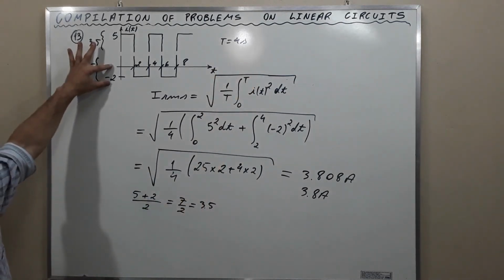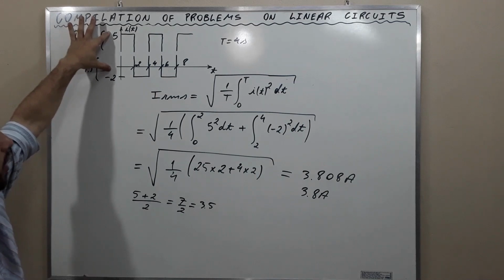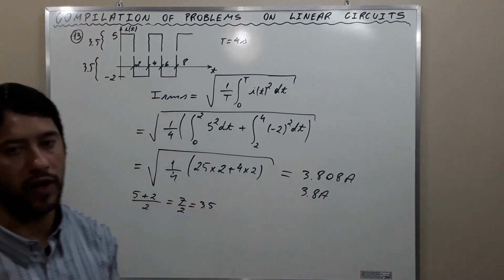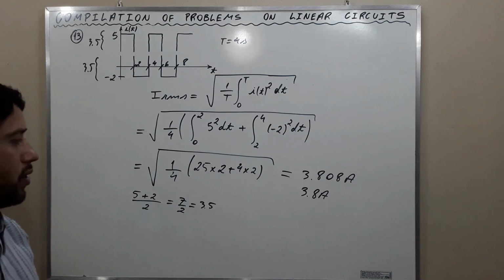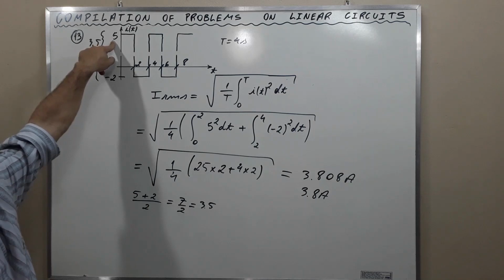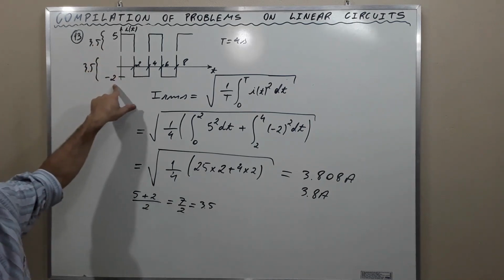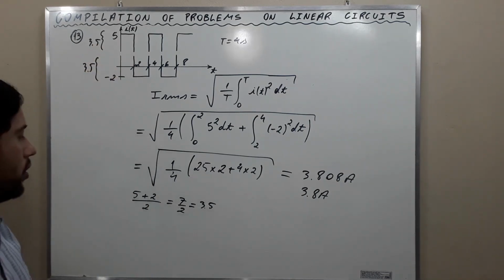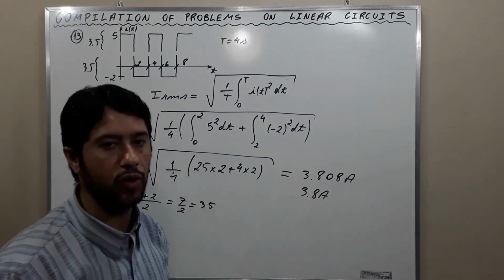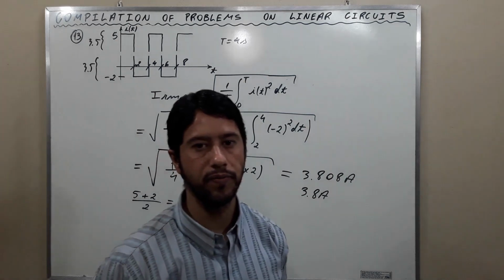It is -2 here and 5 here. So that's why the RMS value of the current is 3.8 amps, with a positive peak of 5 and a negative peak of -2. Okay, my friends, this is all for exercise 13. Let's go to exercise 14 now.